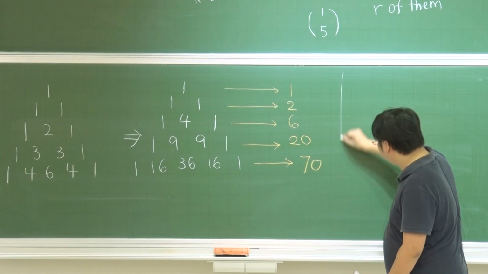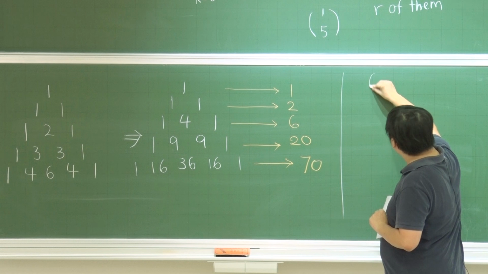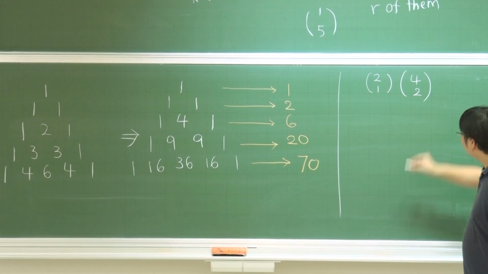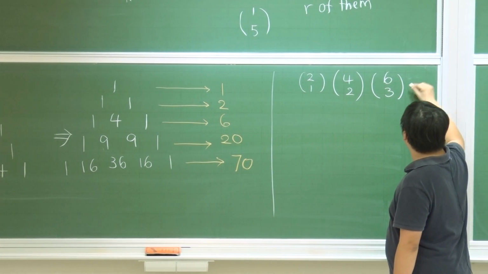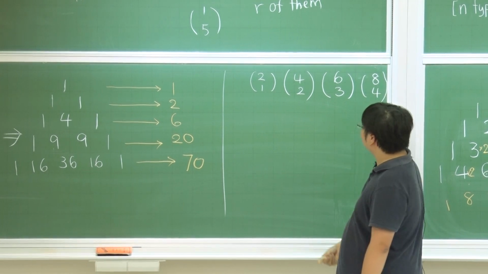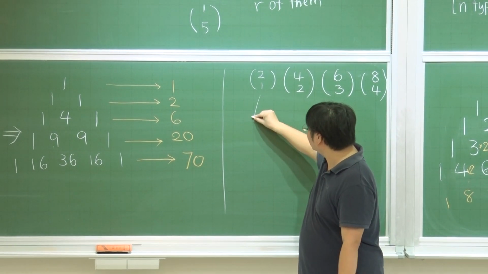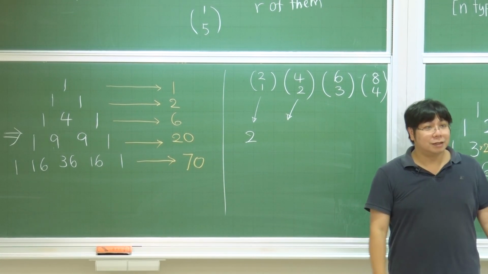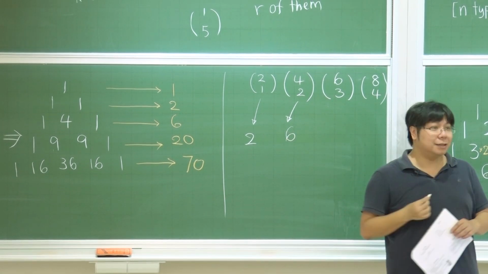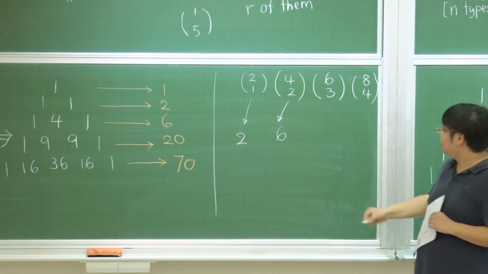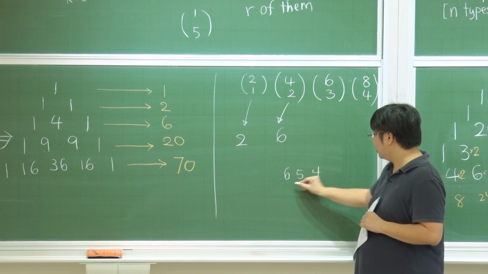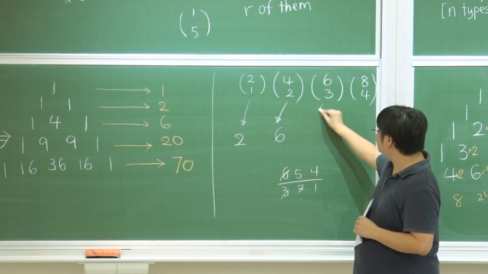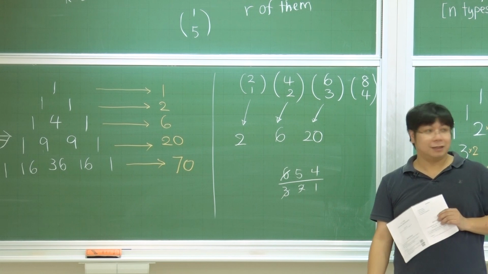Let's compare this with 2 choose 1, 4 choose 2, 6 choose 3, and then 8 choose 4. So what is 2 choose 1? 2 choose 1 is 2. Is that okay? What is 4 choose 2? 6. Is that okay? What is 6 choose 3? 6 choose 3. 6, 5, 4, 3, 2, 1. So 3, 2 cancel with this one. So you get 20. Is that okay?